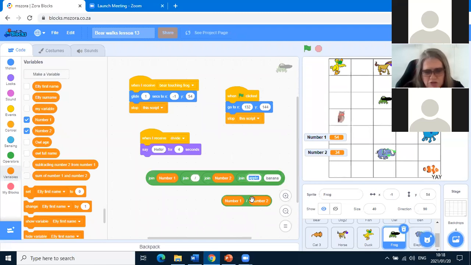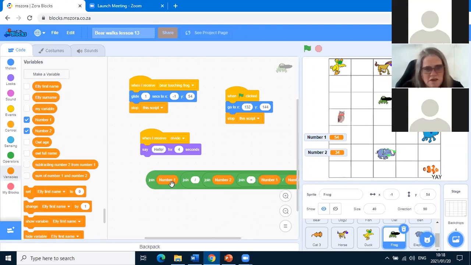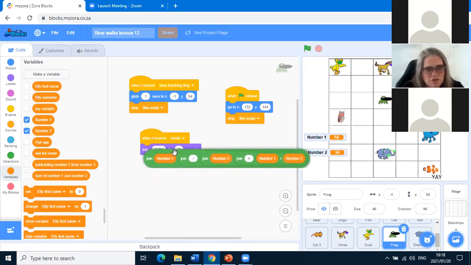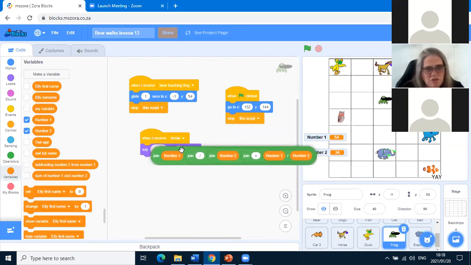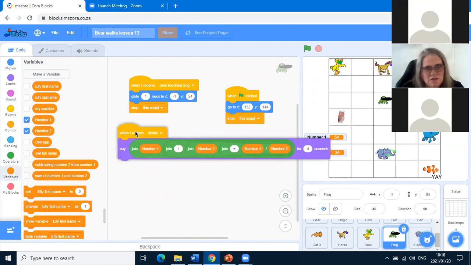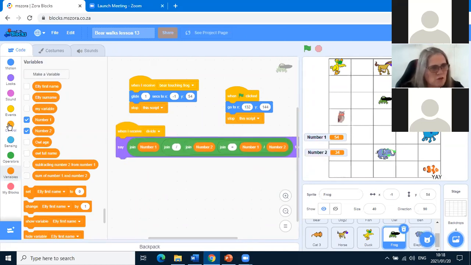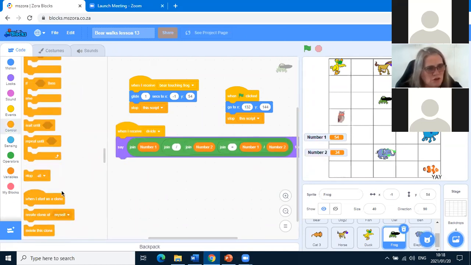Right, so what are we going to do here? We want to put an equal sign. So space, equal, space. And then this operator for division slots into there. And that is what Frog is going to say when he receives divide. Yay! So that's that done. And now we can just go and put in our stop the script.